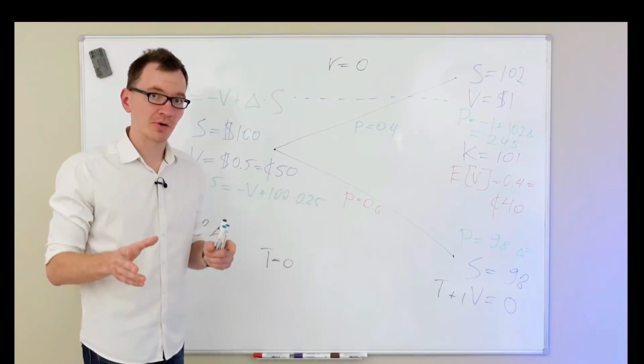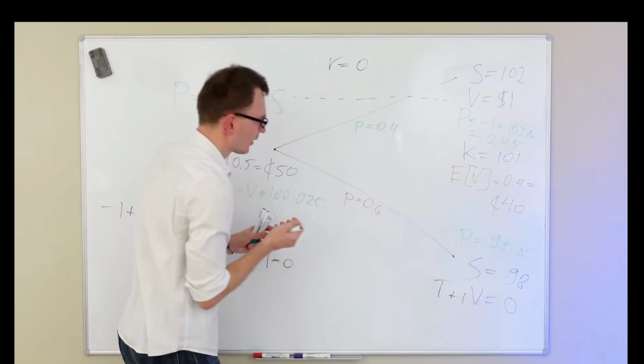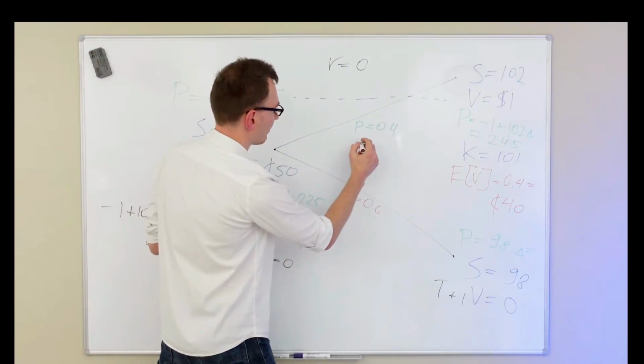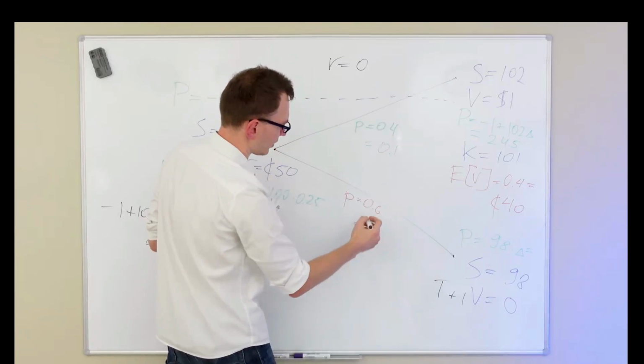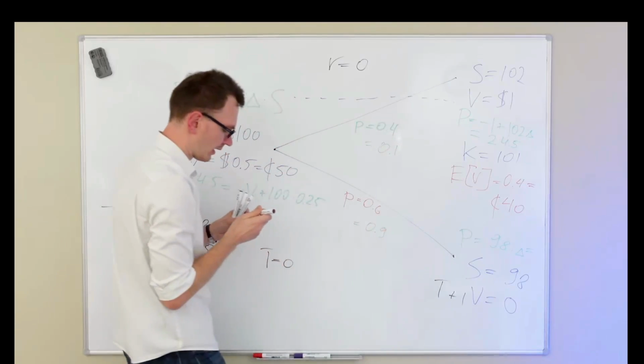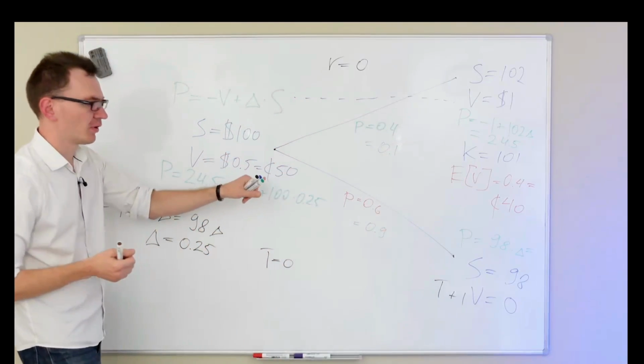What I want to ask you right now is, what if I told you that instead of these probabilities, the probability of the stock going up was actually 0.1 and the probability of the stock going down was actually 0.9? In that case, what would the value of the option be?